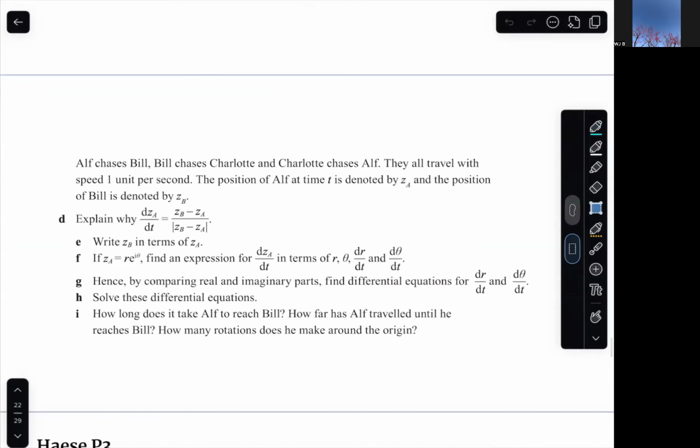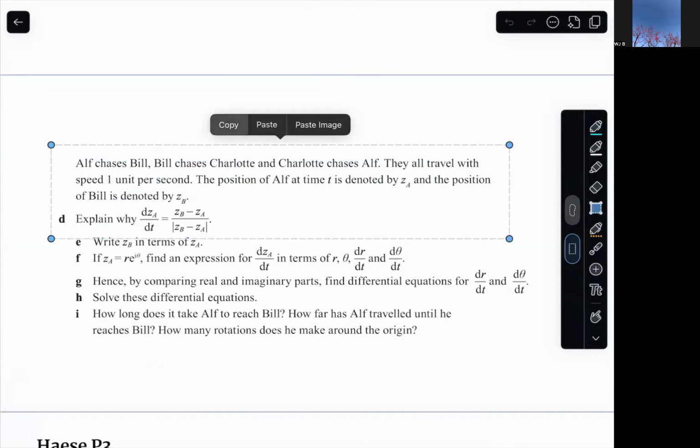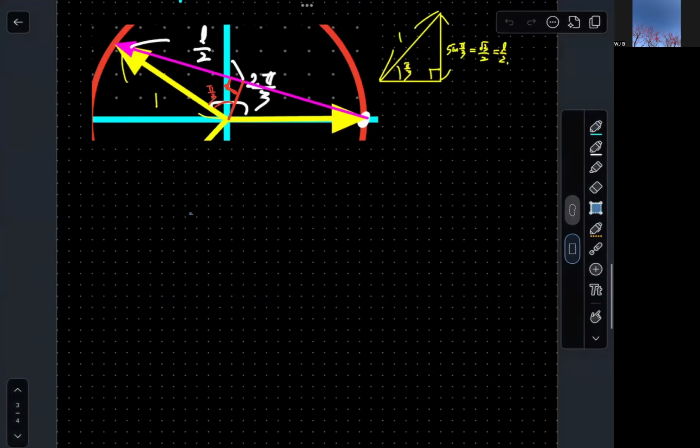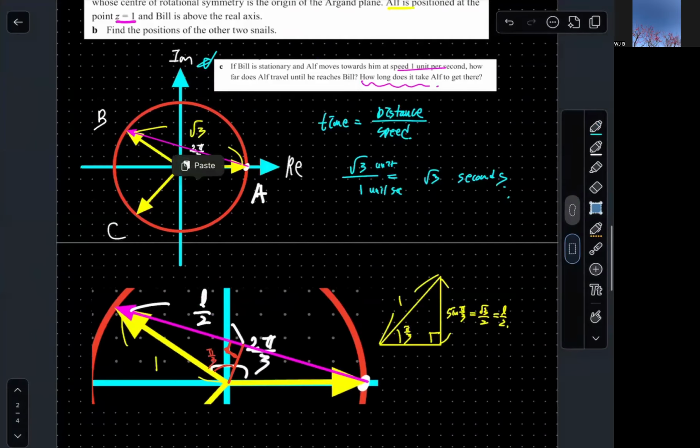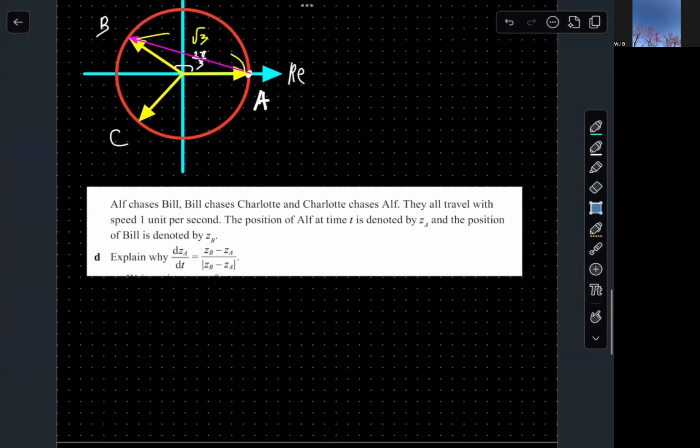Now let's have a look at part D. It says A chases B, and then B chases C, and C chases A. They all travel with the speed 1 unit per second. The position of A at time t is denoted by ZA, and then the position of B will be denoted by ZB. So they are always chasing each other, which is going to create the rotational movement.